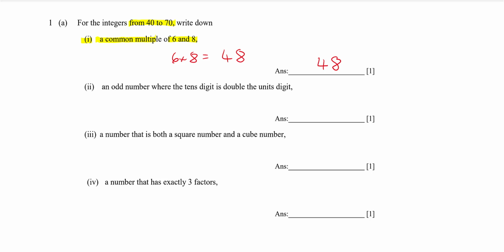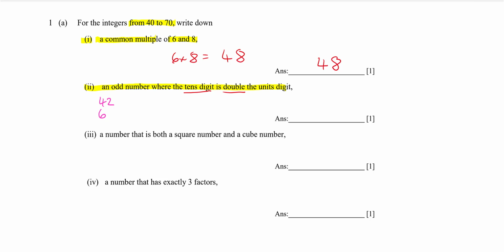Now we need an odd number where the tens digit is double the units digit. Okay, so this is for part 2. So we want the tens digit to be double the units digit. So if we double a number, well, that means we're multiplying it by 2. So 2 times anything is going to be an even number. So our tens digit then is either going to start with a 4 or a 6.